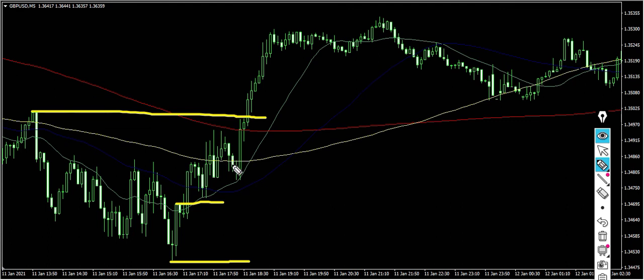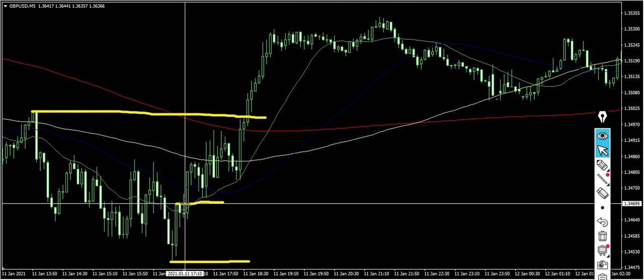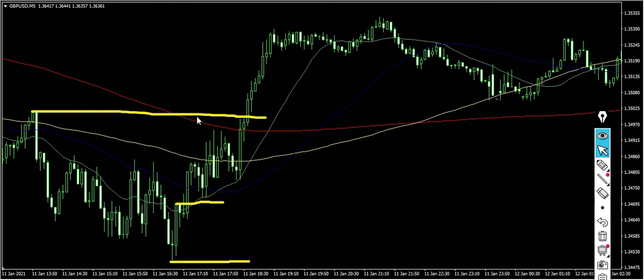So here you can see the risk to reward ratio is 19.9 pips as the risk, and around 30 pips is the profit. So it's kind of 1 to 1.5 ratio, which is still quite good.